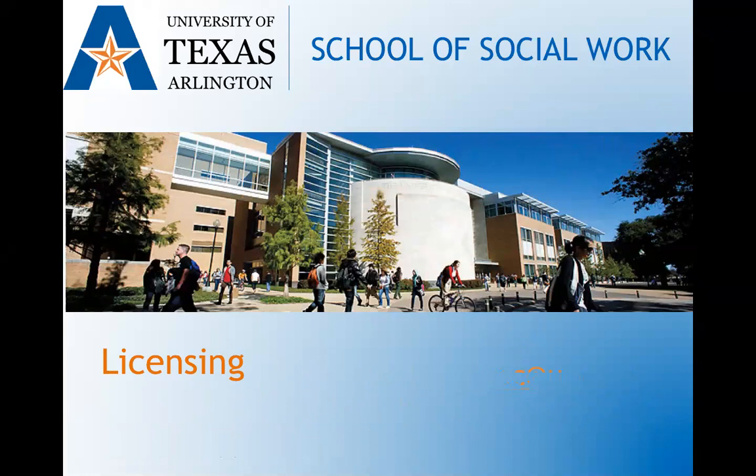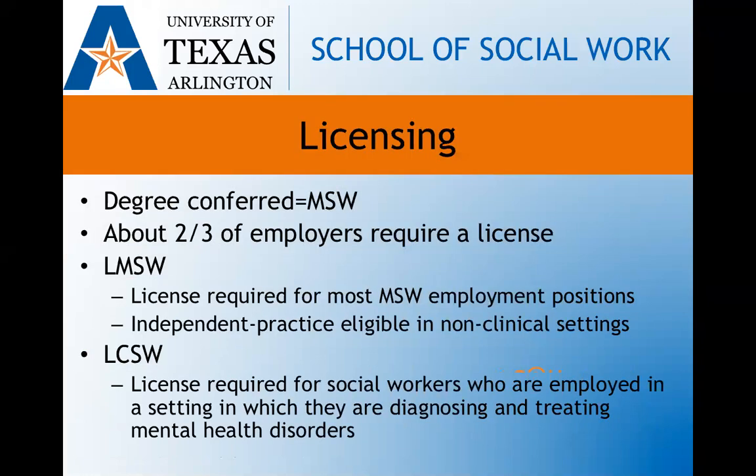I'd like to talk a little bit about licensing simply because I get a lot of questions about social work licensing. And so I want to clarify a few things and make sure you understand how the process works in terms of getting both your degree and your license as an MSW. When you graduate from our program, you will graduate with the MSW degree, which then makes you eligible to sit for the licensing exam. You may choose to take the licensing exam or not. It is up to you.